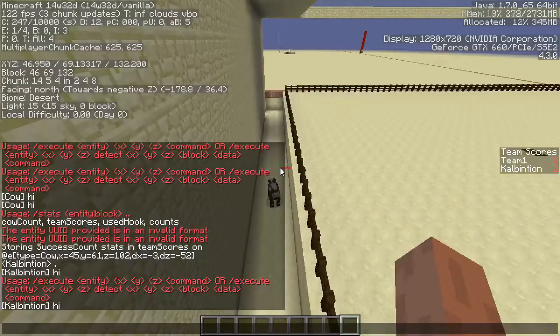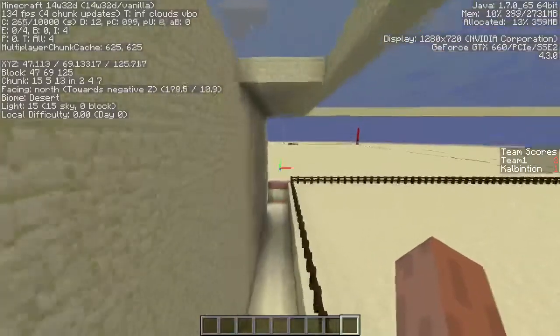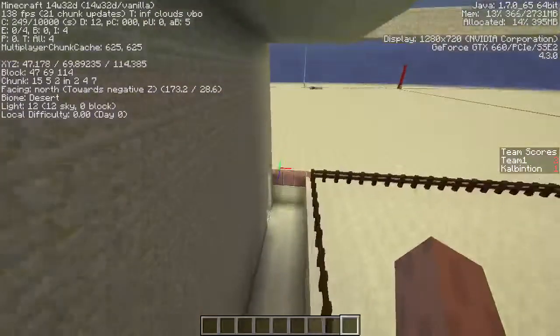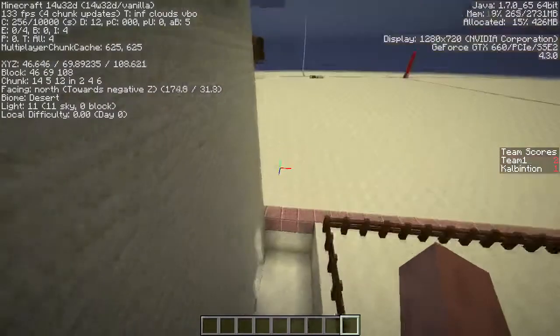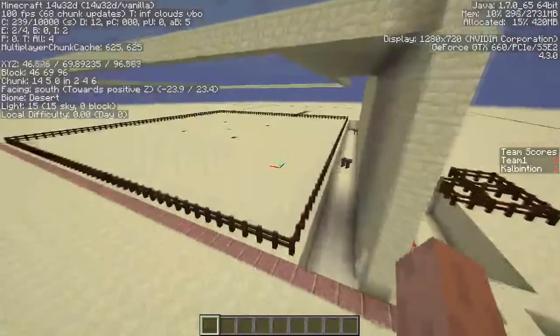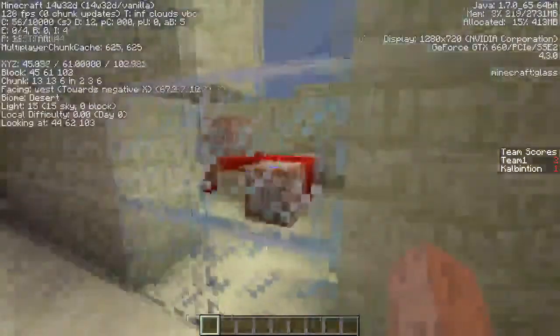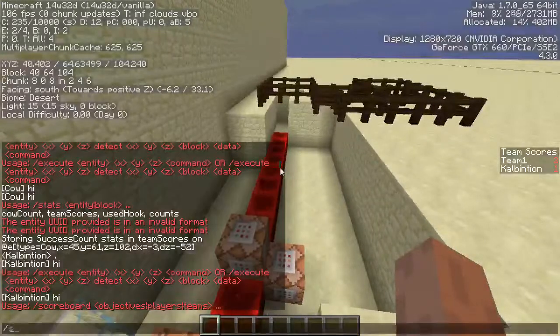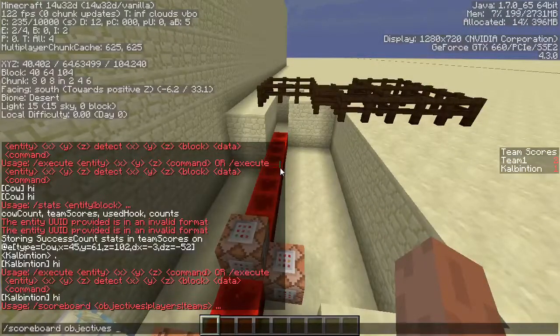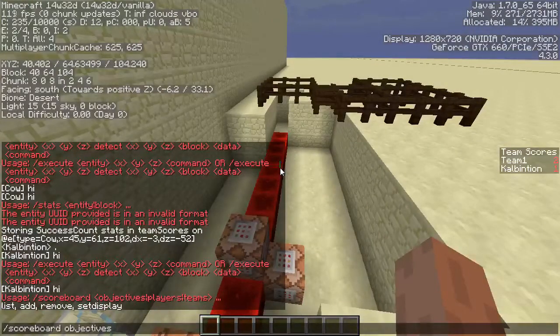Wonder what the point of stats entity is then. I can't even think of a practical use for it right now. There might be one, but... yeah, I guess for the time being, that'll be it then for that. So I got one count for... one count for cows.